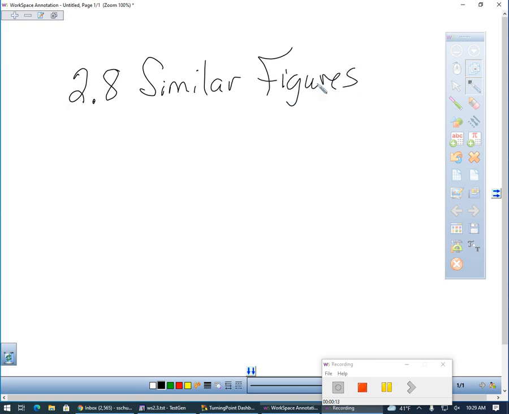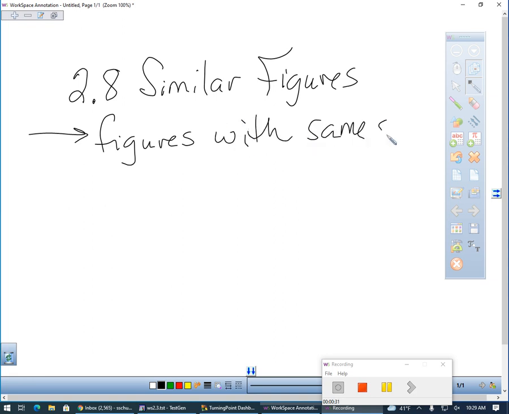All right, so before we can really talk about similar figures, we need to discuss what similar figures are. They are figures with the same shape but different sizes. And as long as they're both the same shape, then they're a multiple of each other. They are a ratio of each other. They're a proportion of each other.